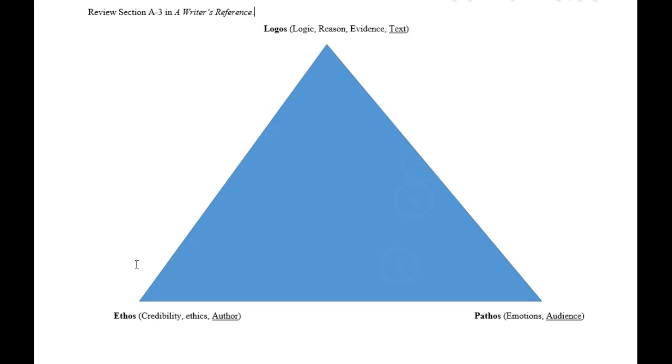So I don't know exactly who came up with the actual triangle shape, because usually you want to have more logos than the others. We base arguments more on logos because that makes them credible, okay, and logical. So that's logos, and that is what the text is doing to convince the reader to believe the argument.